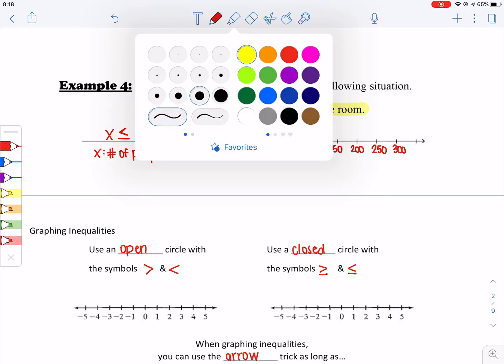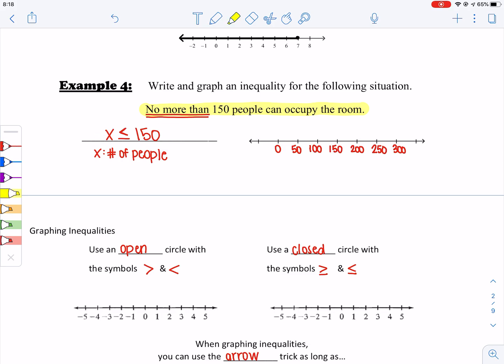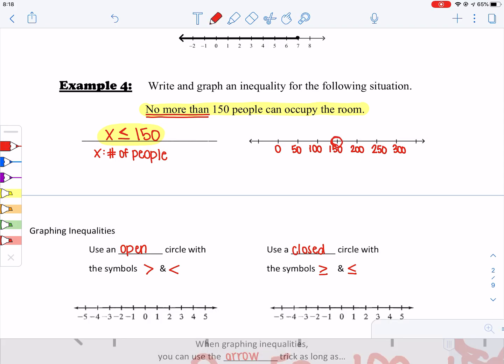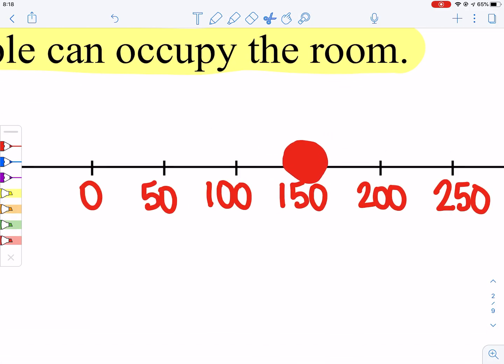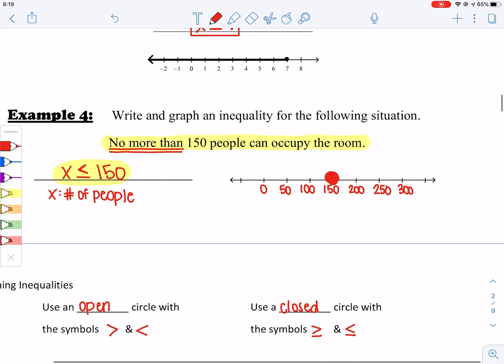So look at your inequality that we just wrote. X is less than or equal to 150. Notice it has the equal to sign. So I know I'm going to color in the 150. So closed circle on 150. Let's color it in. And then if it's all numbers that are less than or equal to 150, then 150 is the biggest number that I could possibly have, or that room could possibly occupy. 150 is the biggest number, and then that room could have anything less than 150, but it can't have anything more than 150.